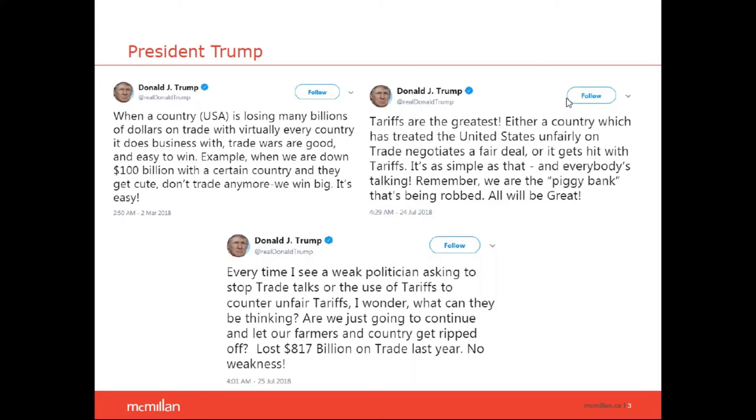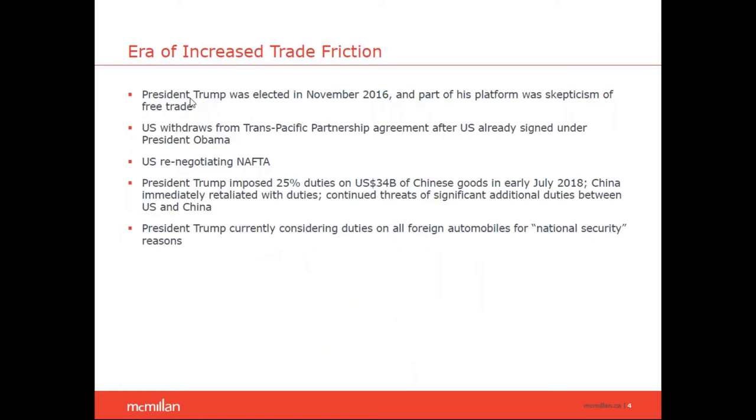So if we can skip to the next slide, please. And just to highlight some of the things he's done, we're really, really living in an era of significantly increased trade friction, at least when it comes to the United States. Anybody dealing with the United States is experiencing significant disruptions to their trade. So President Trump was elected in November of 2016, and everyone knew that part of his platform was going to be he was going to withdraw from trade agreements. He's going to try and renegotiate many of them. He did not think the United States was getting a good deal under many of those trade agreements.